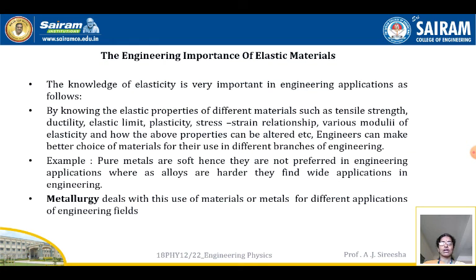Example, pure metals are soft, hence they are not preferred for engineering applications, whereas alloys are harder and find wide applications in engineering. So if you mix some other metal into the pure metal, it becomes an alloy which is strong and we can use it for many engineering applications. The study of metallurgy deals with the use of materials or metals for different applications of engineering fields. So this is the engineering importance of elastic materials.